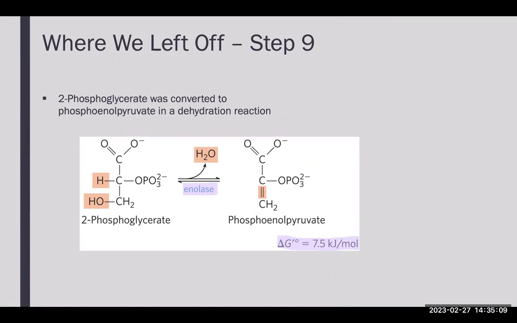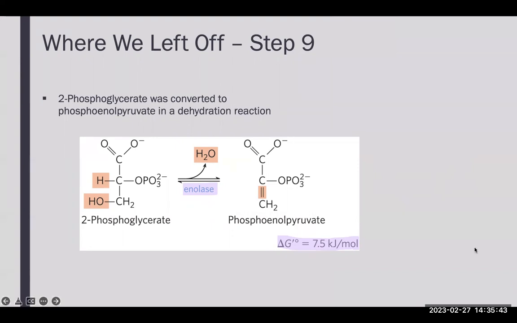Enolase is an important enzyme to note, and you should know that because this reaction is reversible, as indicated by the bidirectional arrows, enolase can be used to catalyze the forward reaction of 2-phosphoglycerate to phosphoenolpyruvate, and it can also be used to catalyze the reverse reaction of phosphoenolpyruvate to 2-phosphoglycerate. I've just included the energy of this reaction at 7.5 kilojoules per mole. Keep in mind that because it's positive, it's endergonic and non-spontaneous.